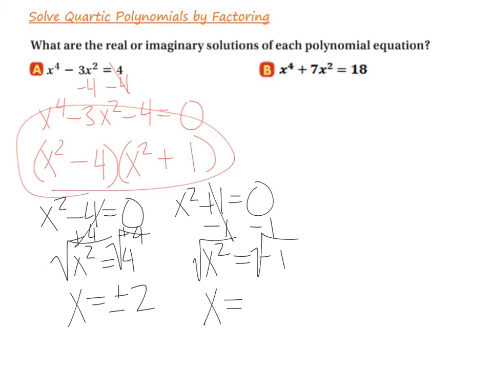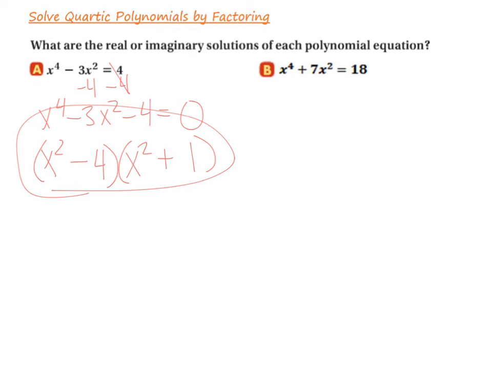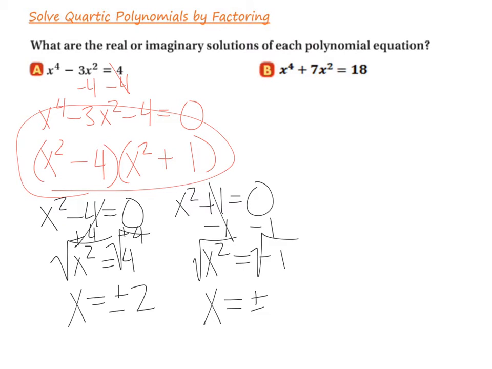We're going to get x is equal to plus or minus. Remember, the square root of -1 is equal to i. Okay, and for the second one, we're going to go ahead and subtract that 18 from both sides.